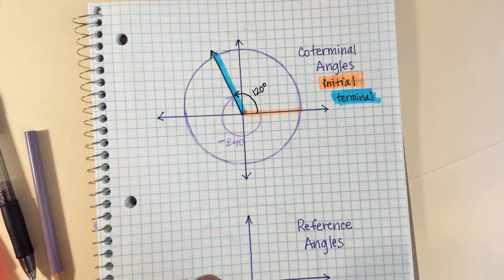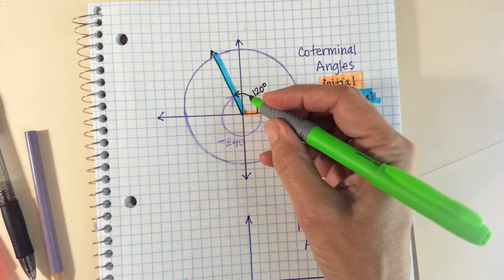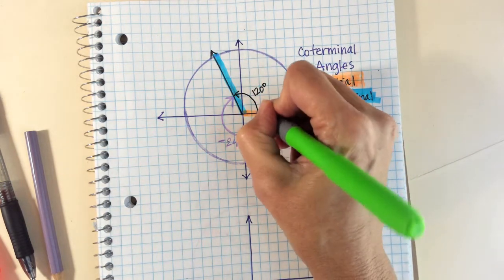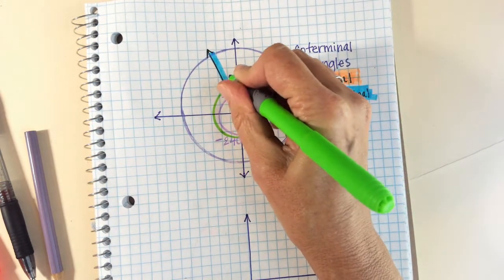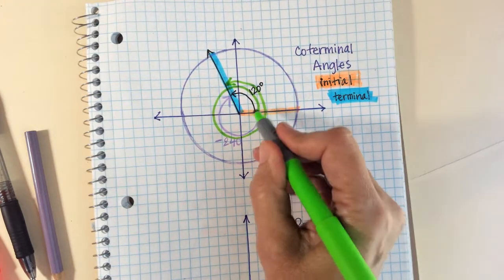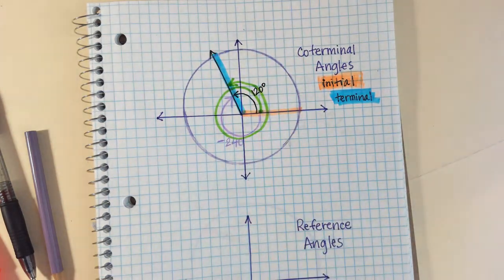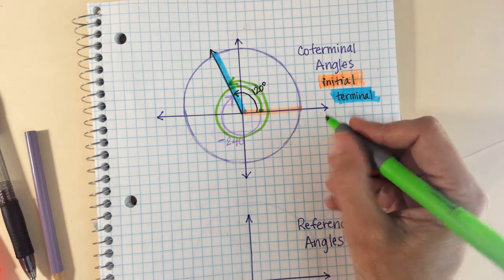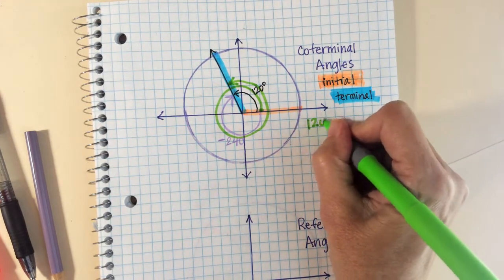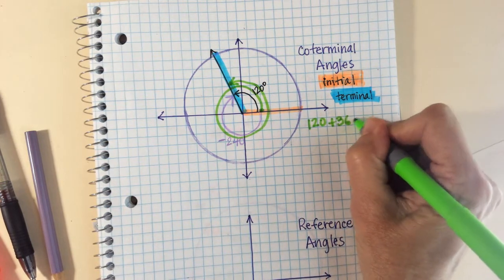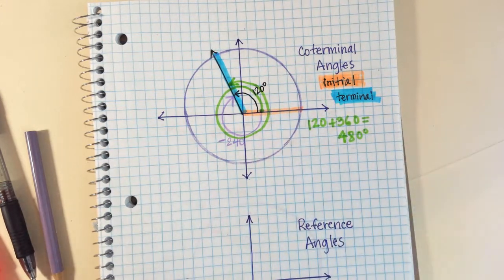However, there are an infinite number of measurements because I could also have another positive one that went like this all the way around to here. Now it still has the same initial side because here's where it started, but then it rotated around and ended at the same terminal place. So what does that represent? Well, a circle is 360 degrees. I started out with 120, so I end up with 480 degrees.